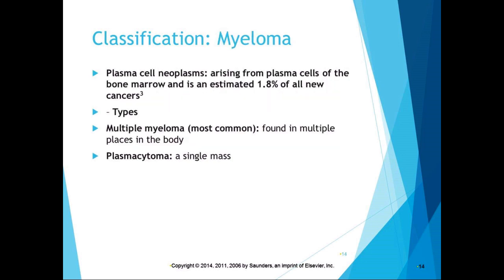Myelomas are plasma cell neoplasms arising from plasma cells of the bone marrow, and it's estimated that 1.8% of all new cancers are myelomas. There's multiple myeloma, which is the most common, and it's found in multiple places in the body, or a plasmacytoma, which is a single mass. So you can think of myeloma as being bone marrow cancer. 1.8% of all new cancers.